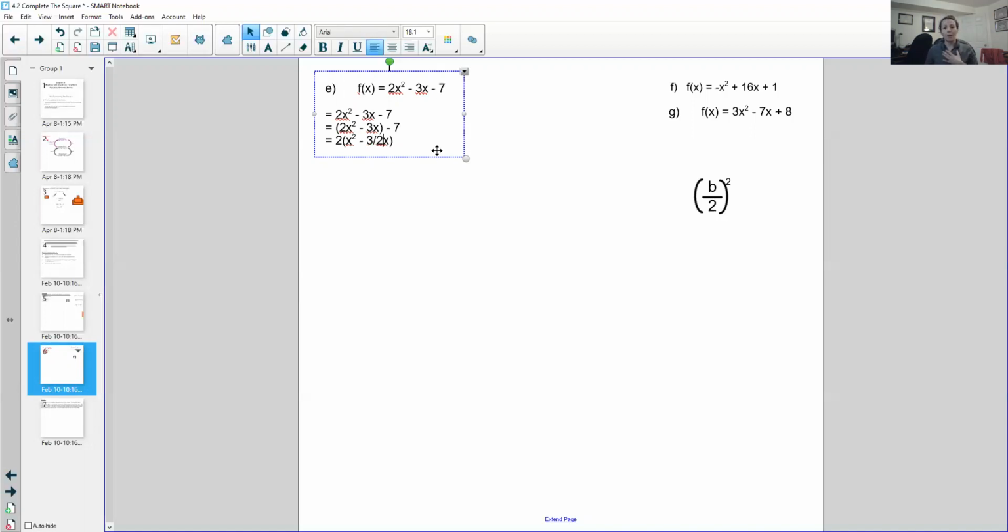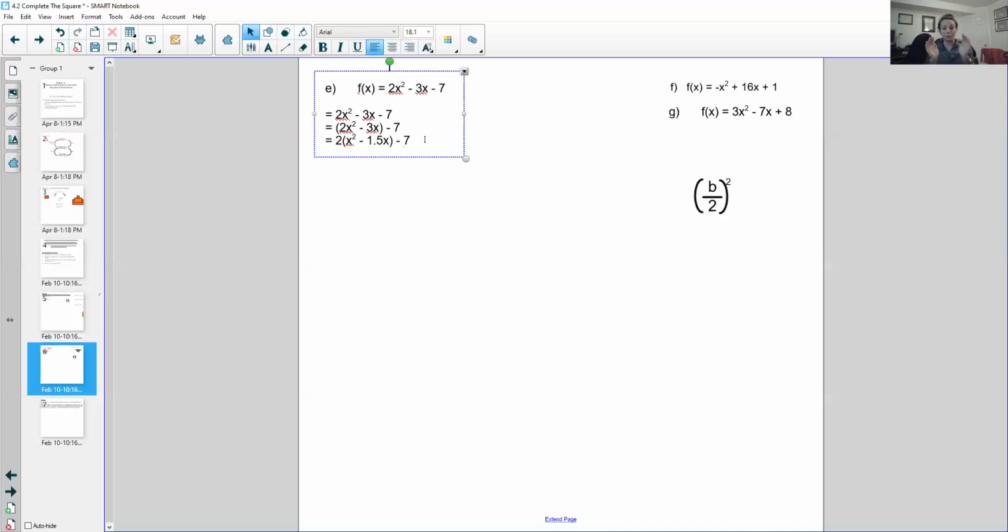I would prefer a fraction, but guys, please use a decimal. 3 divided by 2, it's 1.5, okay? So we get 1.5x. Now again, I can't forget about my -7. I have to keep it around, so I'm just going to put it to the side. I'll deal with it in a few minutes.